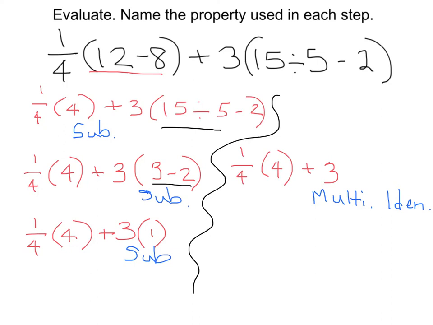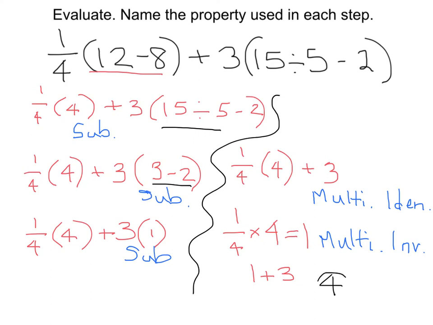Now we continue on, and we have 1/4 times 4, which is 1. So that leaves us with 1 plus 3. This property here was the multiplicative inverse because we were multiplying two opposites together to get us the 1. And now we have 1 plus 3, which gives us our final answer of 4. And this last step was a property, it was the substitution property.